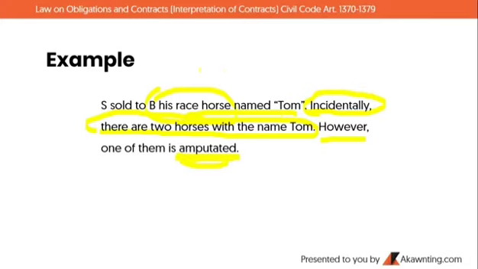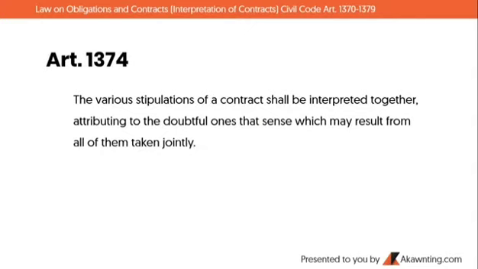Para maging valid tong contract na to kasi hindi naman yun yung tinutukoy ni B, yung hindi pwedeng pangkarera. Okay? So, ang tinutukoy dito sa sale na to, ang intention kasi ni B is pangkarera. Okay, so syempre, ang magiging object talaga natin doon is yung racehorse na may pangalang Tom na hindi pilay. Okay, so yun yung magiging interpretation natin dito sa contract na to. Although there are two horses with the name Tom. Okay, so yun yun. Next, Article 1374.